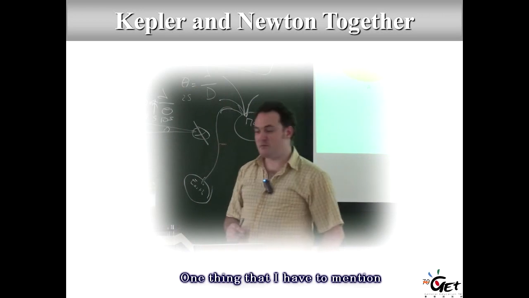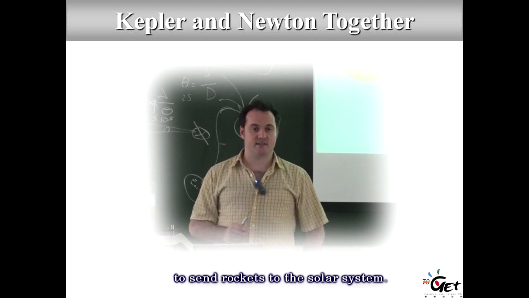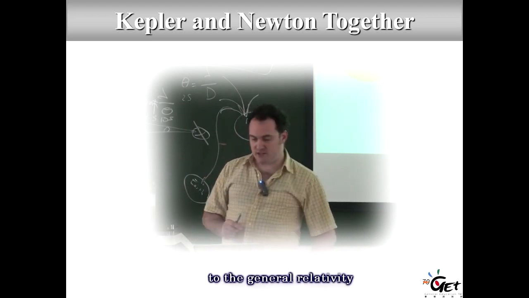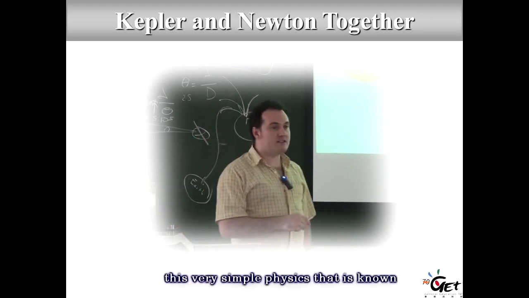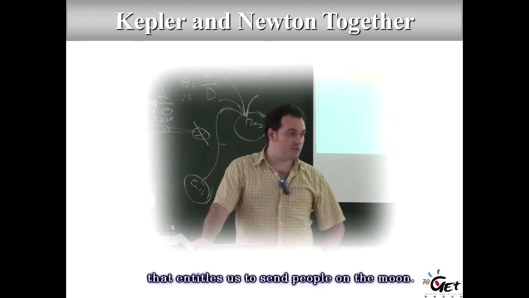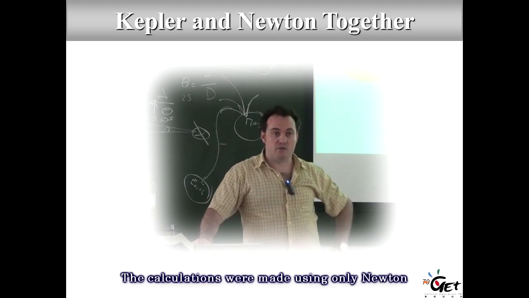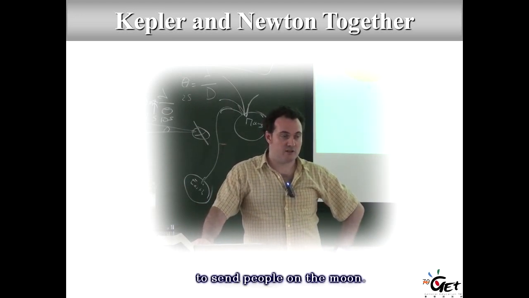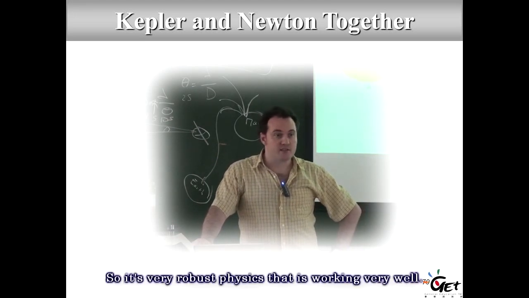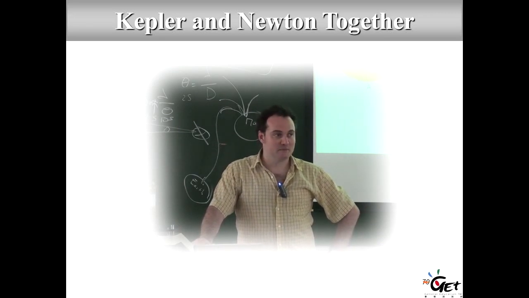One thing that I have to mention is that you don't need anything more complicated than that to send rockets in the solar system. We do slight corrections from general relativity. But this very simple physics, known for almost 600 years, entitled us to send people to the Moon. Okay, the calculations were made only using Newton to send people to the Moon. We didn't need something very complicated. So it's very, very robust physics. It's working very well. That's why physics is interesting.